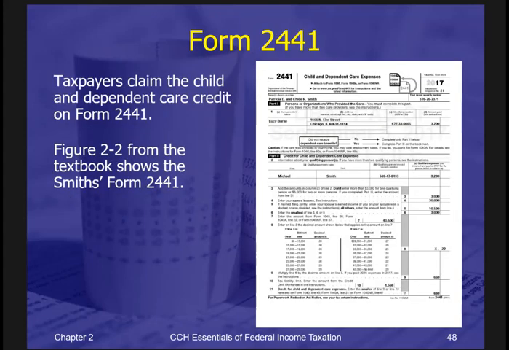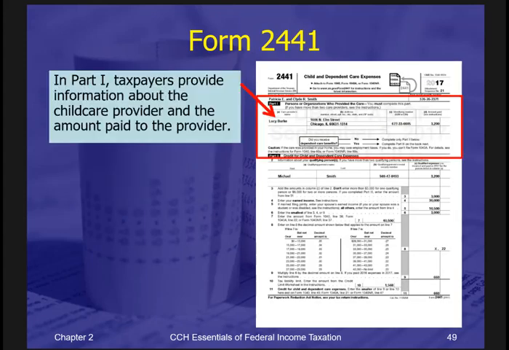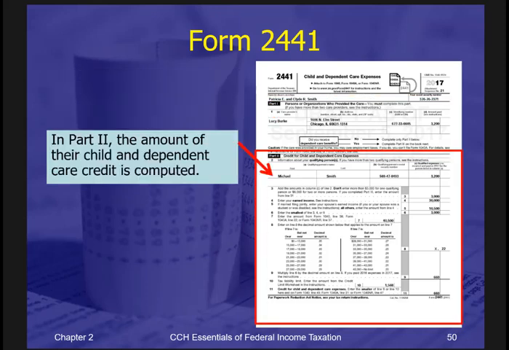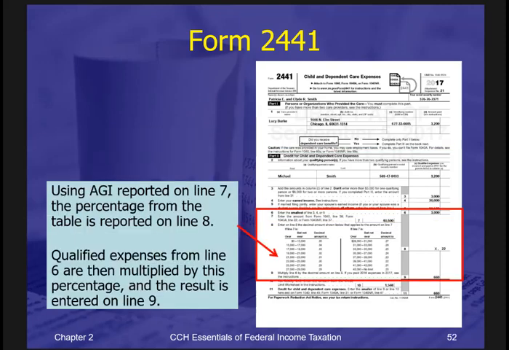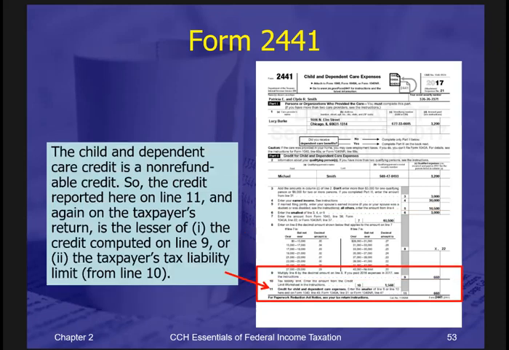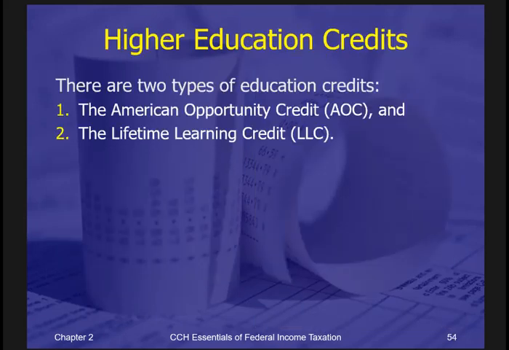A little bit about how this form works. Where you calculate the lesser of the three amounts, like we talked about, multiply by the percentage, compare it to the amount of your tax liability from your 1040 to make sure that your credit is not more than your tax liability, because remember, it's non-refundable.